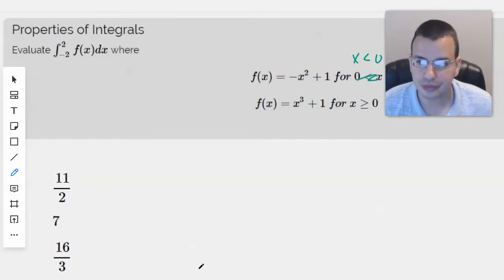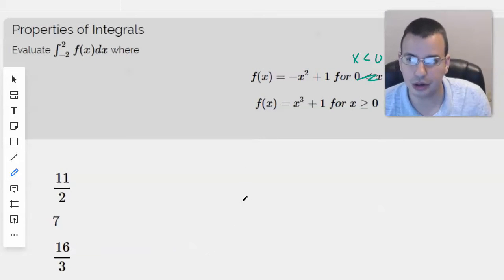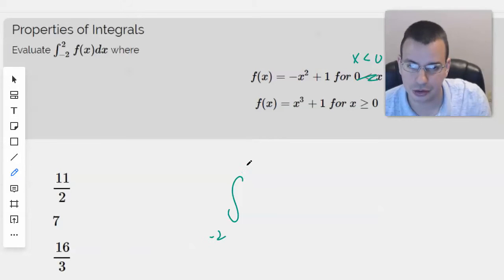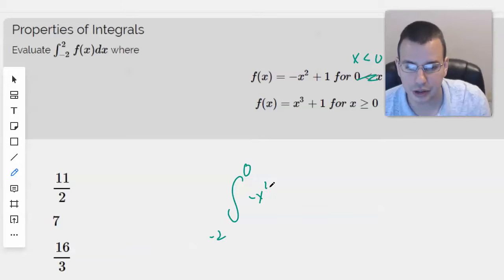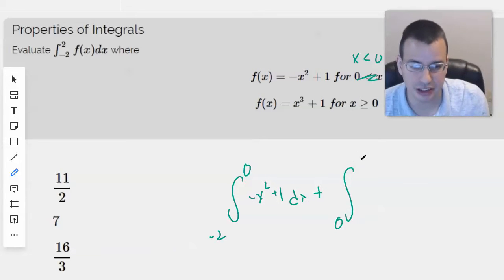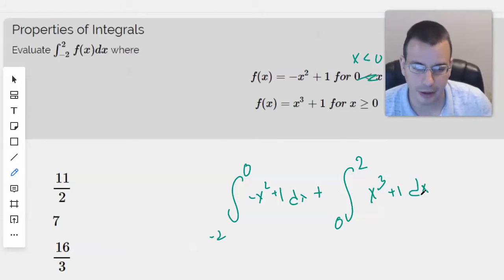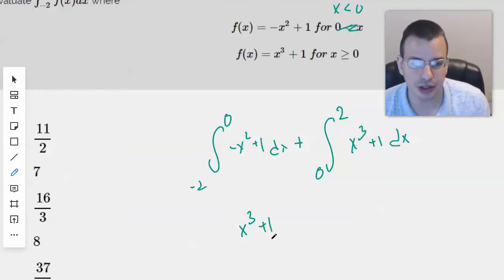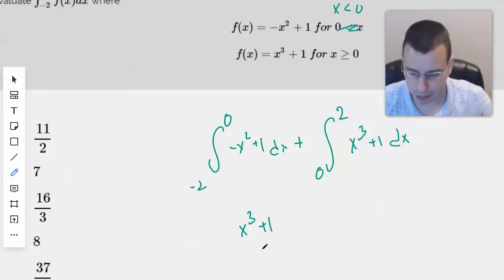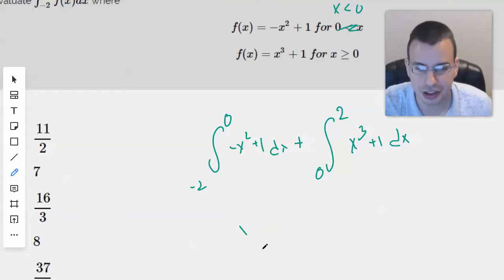So we're going to break this up into two parts, two integrals. So go from negative 2 to 0 of negative x squared plus 1 dx, and then we'll add to that the integral from 0 to 2 of x cubed plus 1 dx. Okay? I'll just start solving.